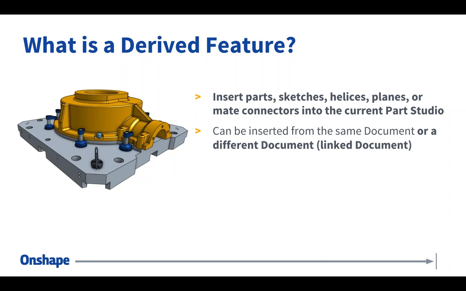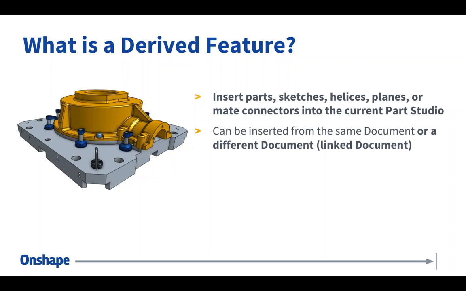Now, it's important to point out, and I'm going to get into an example later, the part, the sketch, the helix, the plane, whatever it is, doesn't necessarily have to be in the same document as where you want to reference it. So, for example, if I were building the fixture that we see there, the fixture and the part that I'm importing could be in two totally different documents. And so you can insert these things, the part, the sketch, the helix, from the same document or from a different document, what's referred to in Onshape as a linked document. I'm going to go over an example of that in just a bit.